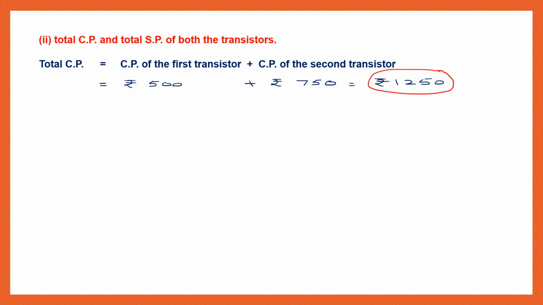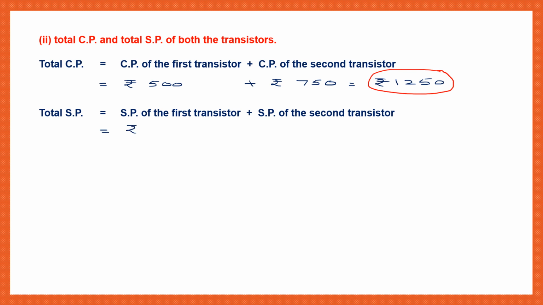Now we have to find the total selling price. Same way, that will be selling price of the first transistor plus selling price of the second transistor. And that was given to us in the question already, 600 rupees. Here also 600 rupees. So 600 plus 600 is 1200 rupees. So this is the selling price of both the transistors. So we finished the second question.